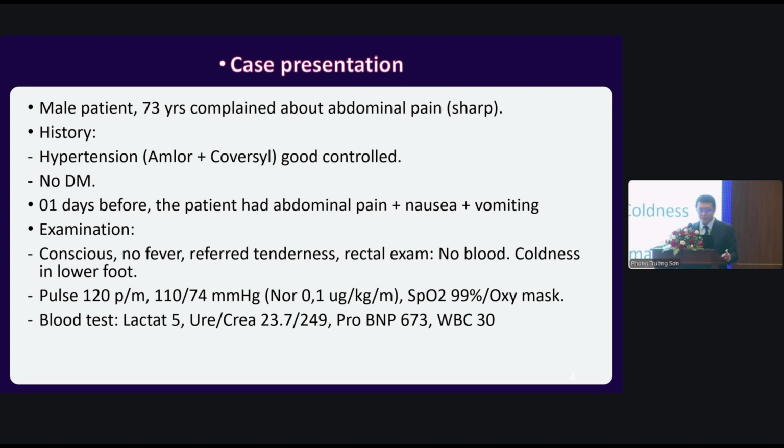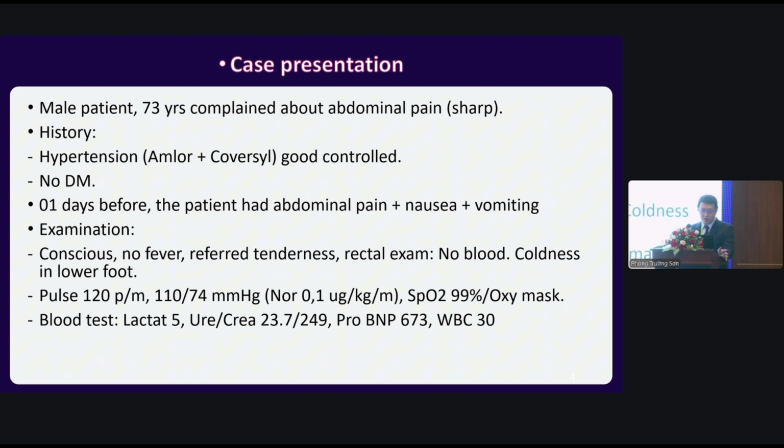It's a 73-year-old male patient complaining of very sharp abdominal pain, with a history of hypertension that is well controlled, no diabetes, but one day before admission to the hospital the patient had abdominal pain, nausea and vomiting, and we examined him.